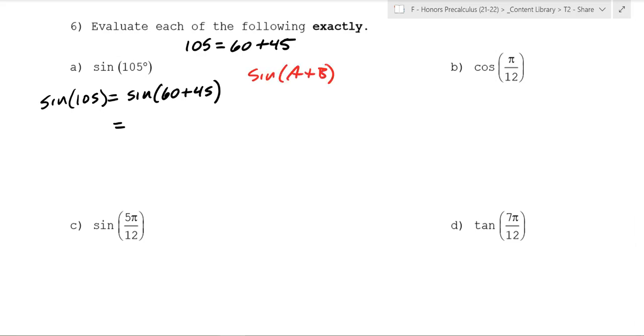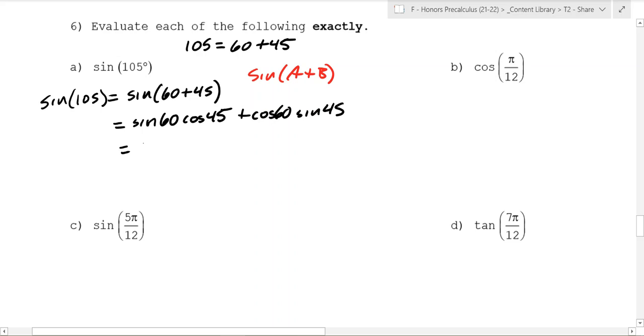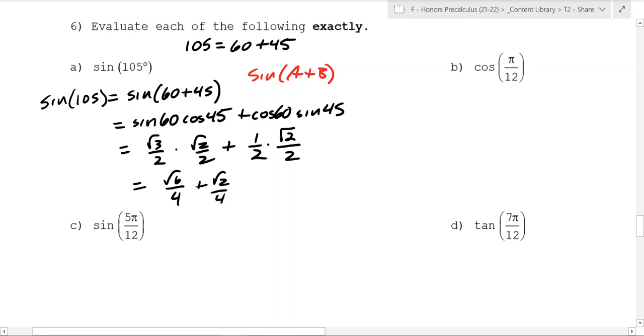And if you use that, you can just write out, breaking it into pieces that you know the trig values for. So sine of 60 degrees, you need to know, is root 3 over 2. Cosine of 45 is root 2 over 2. Cosine of 60 is 1/2. And sine of 45 is root 2 over 2. And you simplify this, you get root 6 over 4 plus root 2 over 4. Hey, pretty similar, huh? Root 6 plus root 2 over 4.